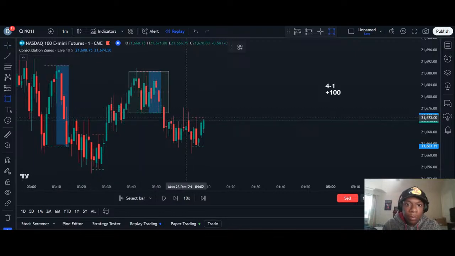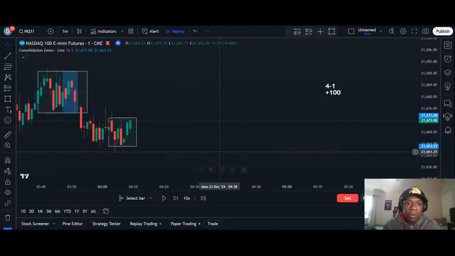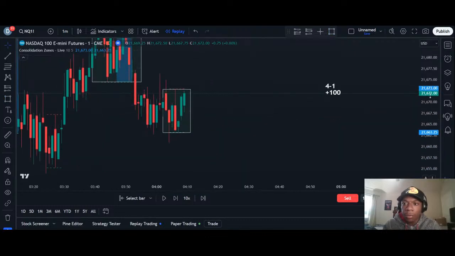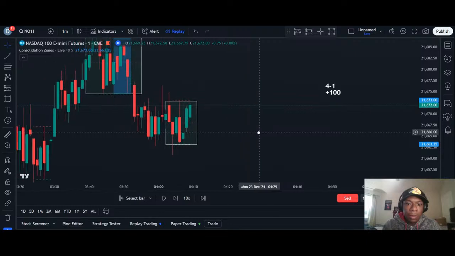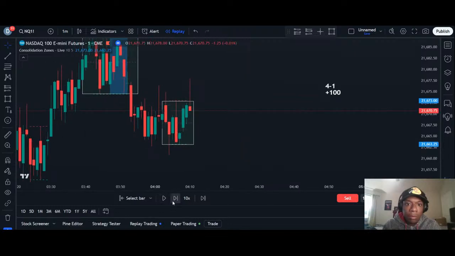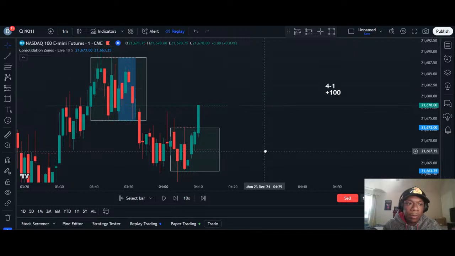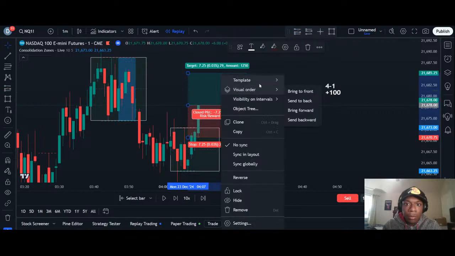Boom. You see the consolidation box. Draw the box around it. Boom. We got the close above. Y'all know what we do. Click long position. Boom. TP4.